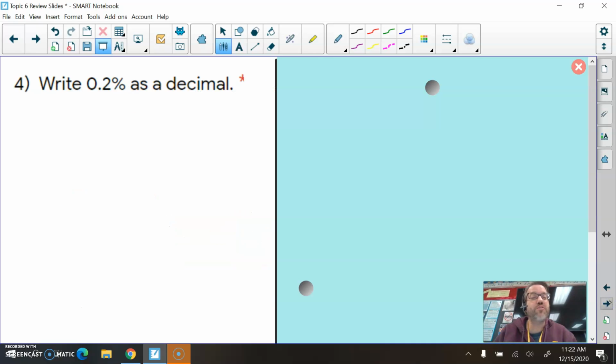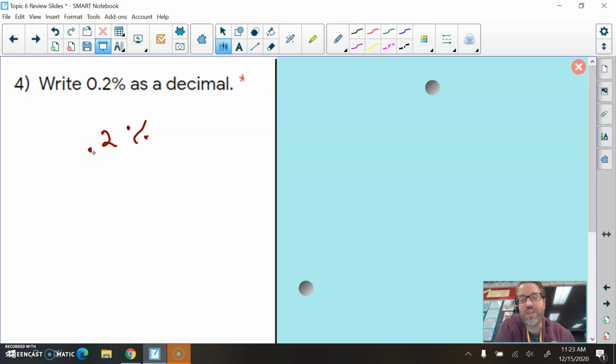Number 4, write 0.2% as a decimal. Now be careful, because some people look and say, well, I have a decimal here, so it must just be 0.2 or 2/10. But be careful, because this is a percent right now. To change percents into decimals, you move the decimal point to the left 2 spaces. What you're doing is you're dividing by 100 when you do that.